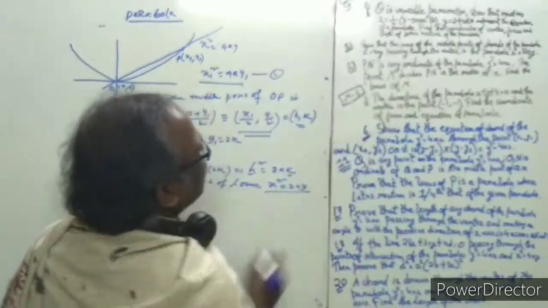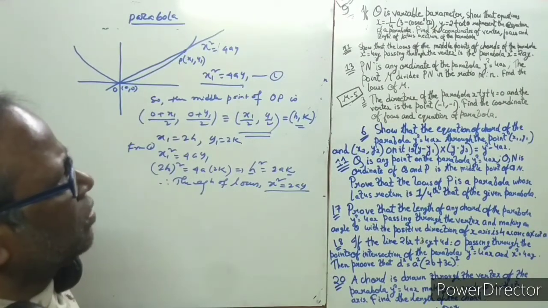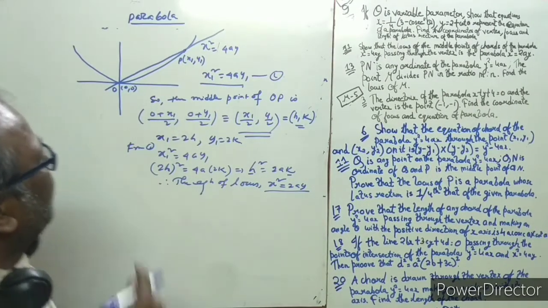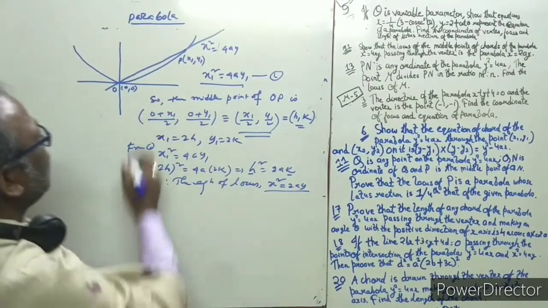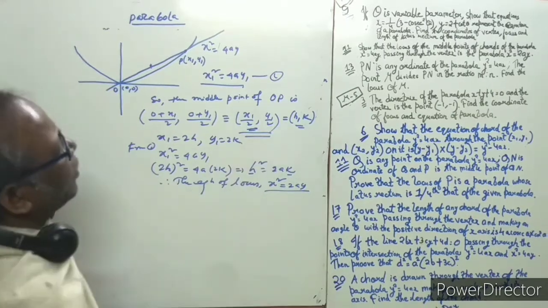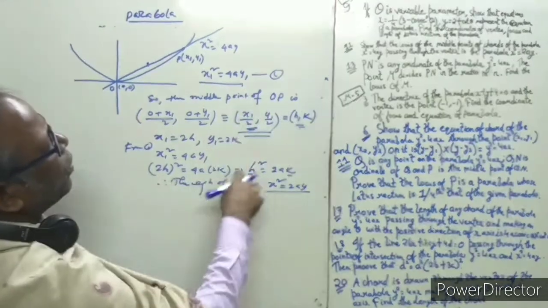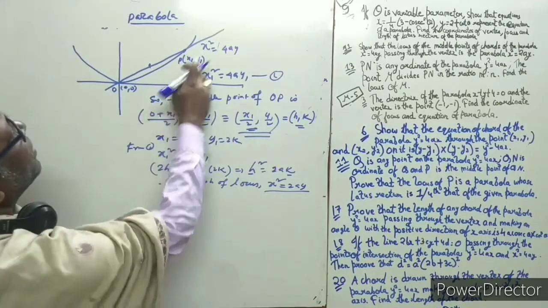Again, see the question: the locus of the middle point of the chord of the parabola x square equal to 4ay passing through the vertex and intersecting at the point x1, y1. Now let us find the middle point of OP, and find the locus of that point. In that case, let us assume it as h, k. And this point x1, y1 satisfies this curve.